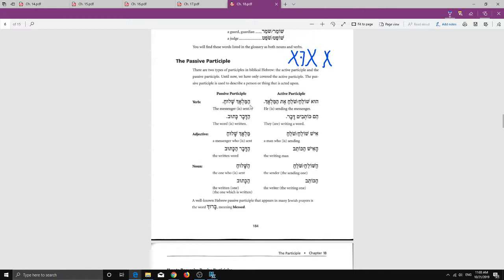Okay. So here we have the messenger is sent. Okay. Sent. The messenger is the object of the action. So that's the key to a passive participle. So on this hand we have sending, here we have sent.